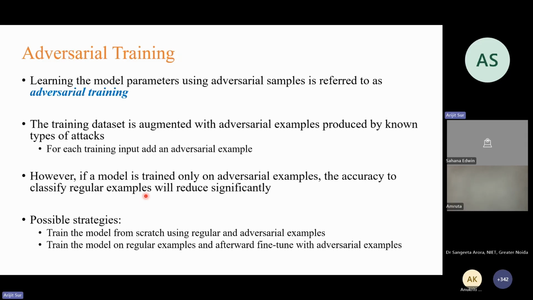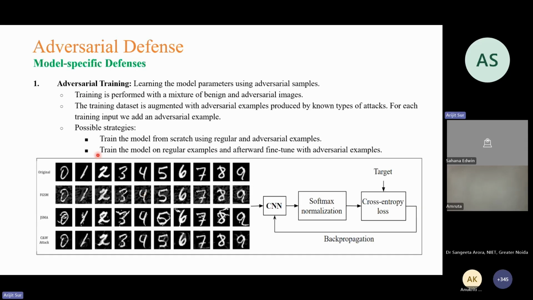So even if we injected this thing, initially it was given, but now we can say no, it is also a panda. So this is the basic idea. This is the model-specific defense, adversarial training. This is the original data set. Now put in some adversarial data, like FGSM, JSMA, CNW, and do this kind of training. So this is called adversarial training.